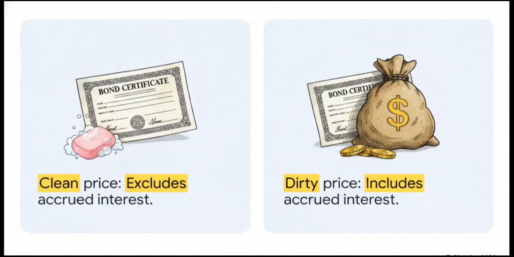But there's a slight wrinkle when you actually hit the button to buy or sell. You've got to know if you're looking at a clean price or a dirty price. Bonds pay interest periodically, right? Say twice a year. If you buy a bond halfway between those payment dates, the seller is still owed half of that interest. The dirty or full price includes that accrued interest since the last coupon date. The clean or flat price strips it out.